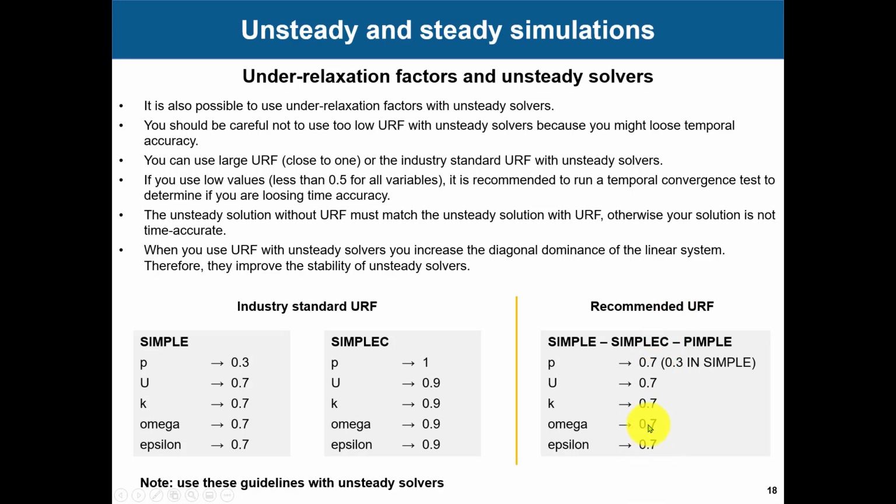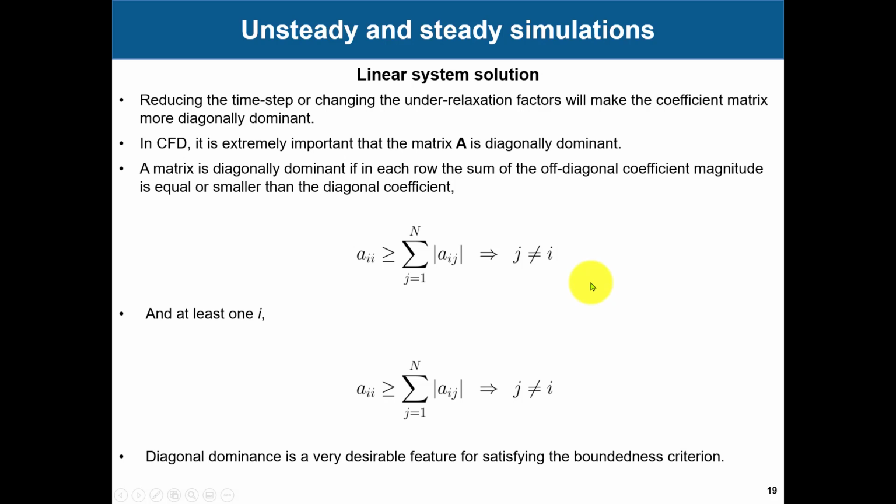In general, the industry standard, as I mentioned, but my recommended URF, under-relaxation factors: I mentioned 0.8, probably you can go 0.7, and for SIMPLE, this is 0.3. But this is up to you. You need to play with these parameters. This is what we're going to do in this tutorial.